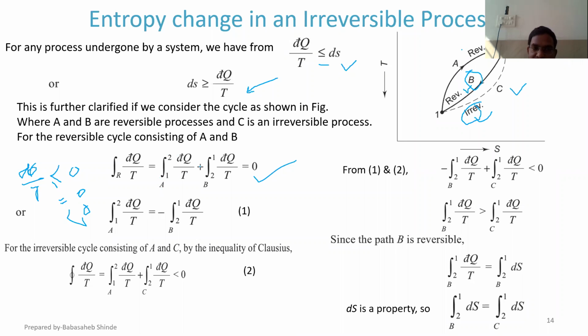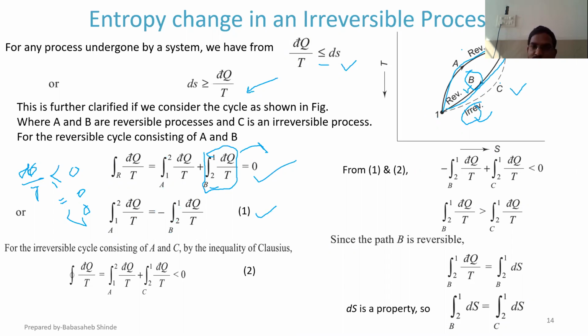So integral from 1 to 2 along A of dq by t plus integral from 2 to 1 along B of dq by t is equal to 0. This term is shifted to the right, so you will get the integral from 1 to 2 along A of dq by t equal to minus the integral from 2 to 1 along B of dq by t. We have named this equation number 1. This is for the reversible process.